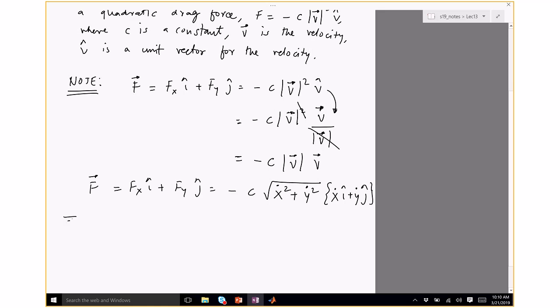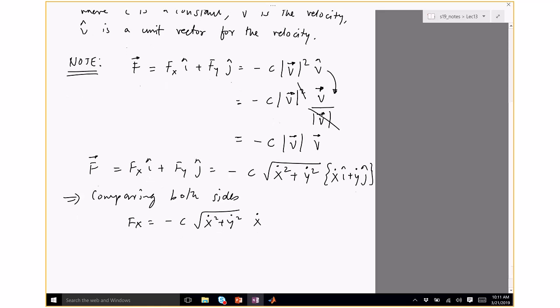So what we can do is compare the x component, comparing both sides. We have Fx, which is the force in the x direction, is minus c times (x dot squared plus y dot squared) times x dot. Right? This is the i component which I've compared. And then Fy is minus c times (x dot squared plus y dot squared) times y dot.